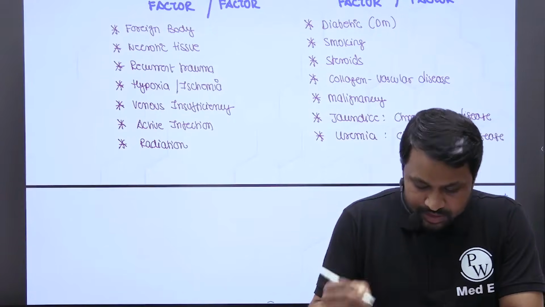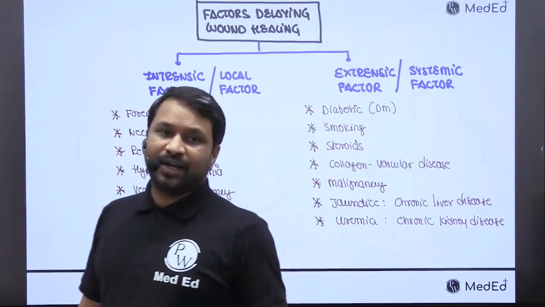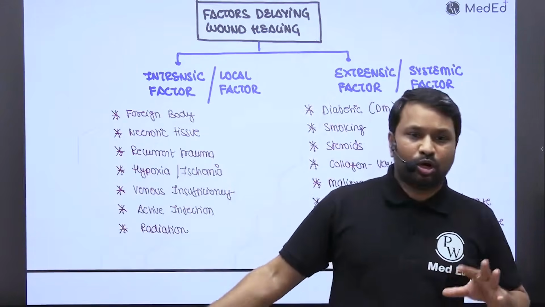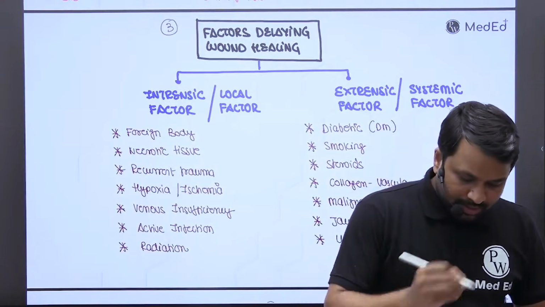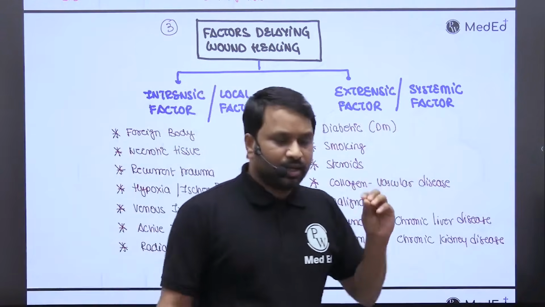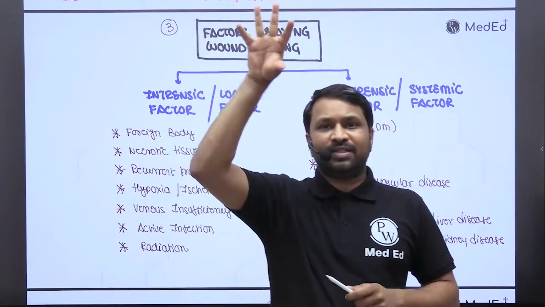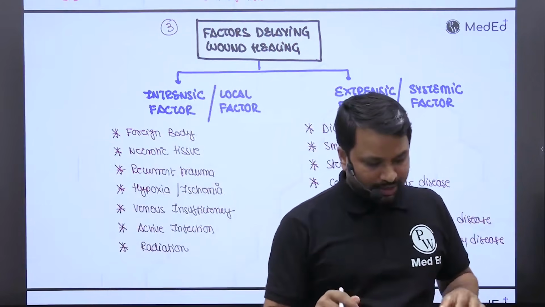Uremia is associated with chronic kidney disease, right? So these are the factors that are going to cause delayed wound healing. Now you have divided them into two components, the intrinsic and the extrinsic factors, and this is your 3 marks question, right? So if they ask you for 3 marks, these are the various factors that you have to write. And obviously, whenever you're writing an answer, always start with the definition and then go ahead with these ones. That just gives you more add-on points, right?